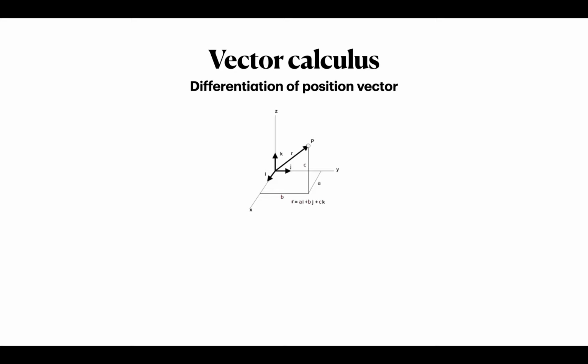Now, in this little cartoon here, the distance along the i-axis is denoted by a, the distance along the j-axis is denoted by b, and the distance along the z-axis is denoted by c. It can be any letters that you like. Sometimes it's x, y, and z, sometimes it's a, b, and c. It doesn't matter.